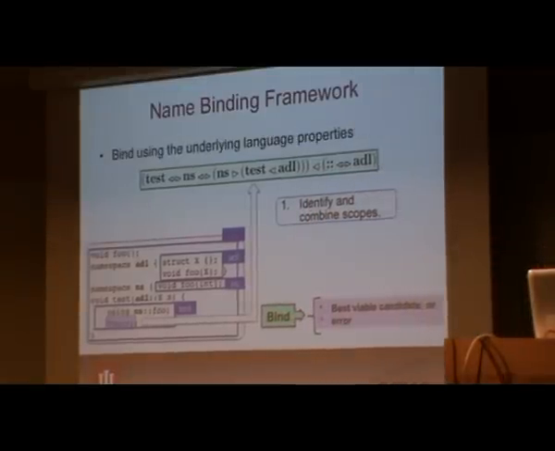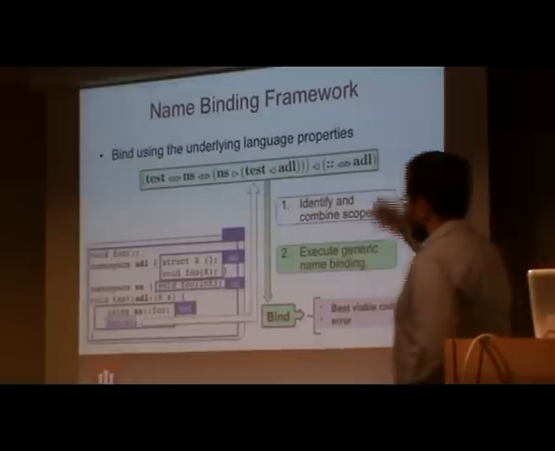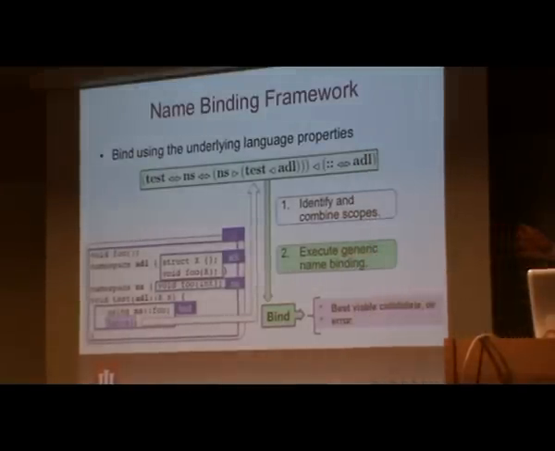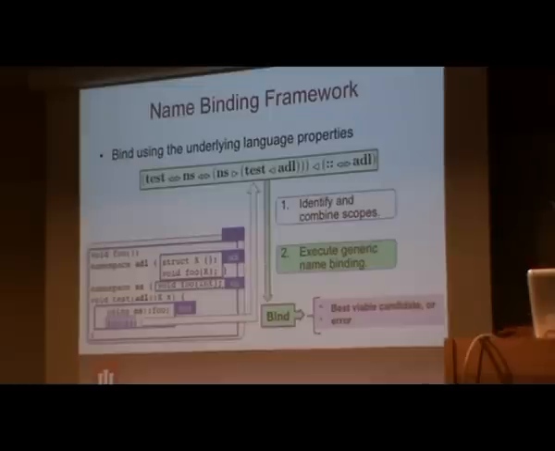And the second part is to actually execute this scope, to execute this bind. And this is where the abstract specification of the language properties comes in. On the one hand, we can experiment with those abstract descriptions of the binding situation. And on the other hand, we can experiment with some programming language features.